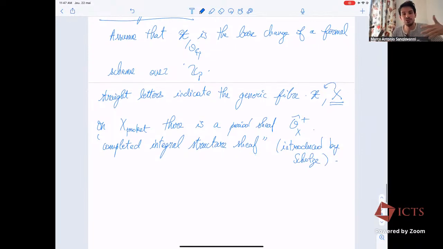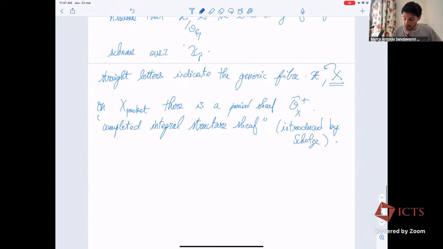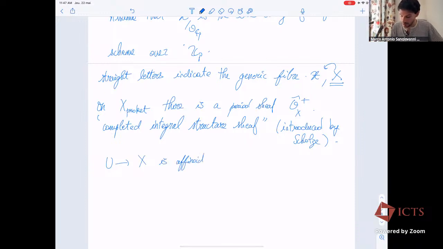But it appears in some version of course in Faltings' work, and so the pro-Kummer étale side has a basis of affinoid perfectoid fields. So if U goes to X is affinoid perfectoid.